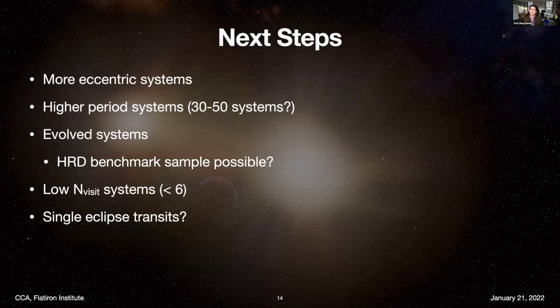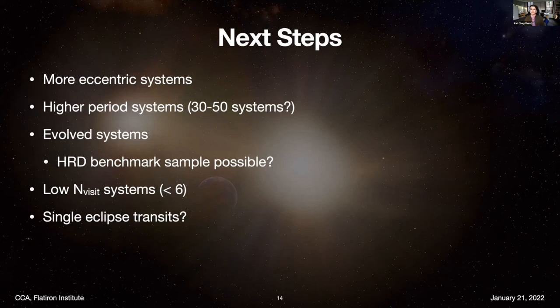And so after this, the next steps are to just expand the model to handle more eccentric systems. Right now, we're kind of taking it easy with just doing primarily circular systems. Also increase the periods, where this gives us access to a larger array of binaries, possibly even 30 to 50 systems. And then also, possibly considering more evolved systems, which may even let us develop a group of benchmark binary models that can cover the entire HRD so that we can calibrate more precisely.